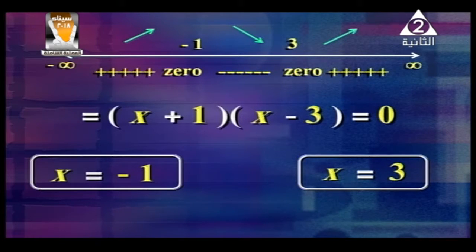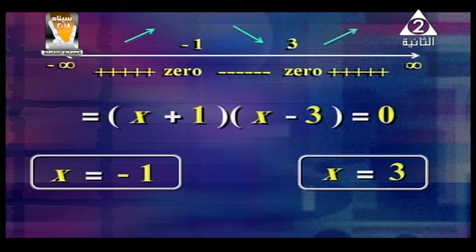When we investigate the sign of the function f dash x, it must be more than 0. When we substitute any number from negative infinity to negative 1, we find f dash is more than 0, then the behavior of the function from negative infinity to negative 1 is increasing. From negative 1 to 3, in this interval the function is decreasing, but from 3 to infinity, open interval, the function is increasing.